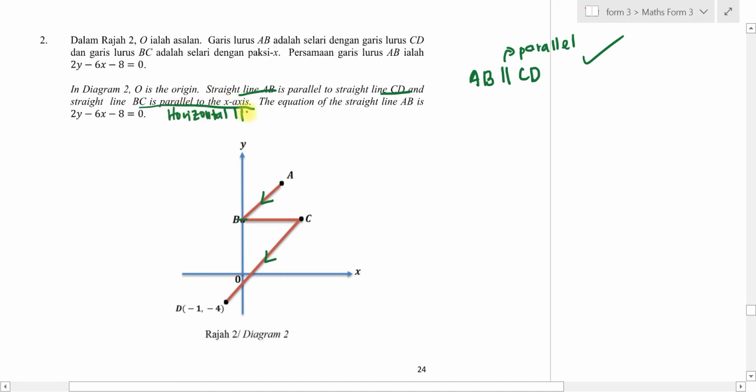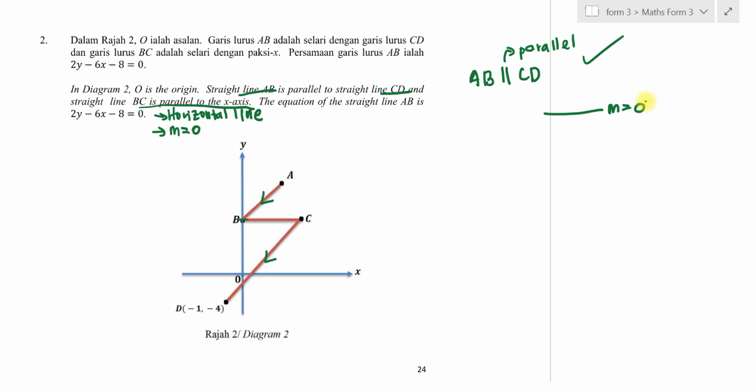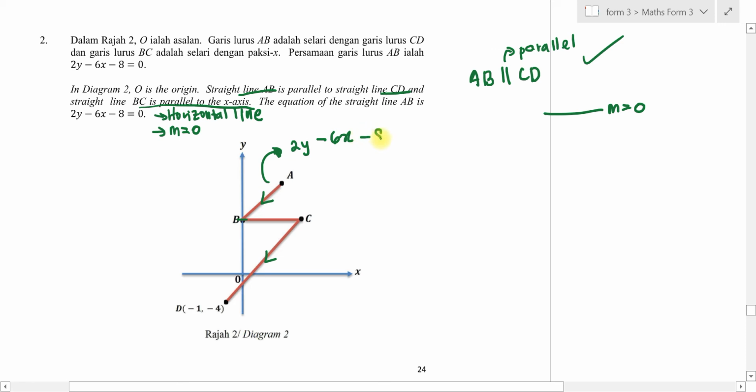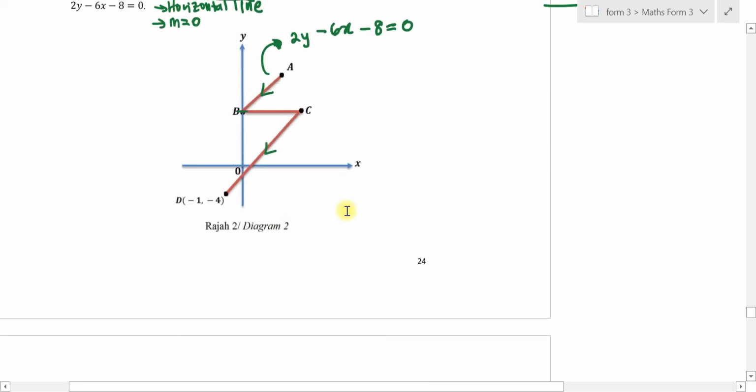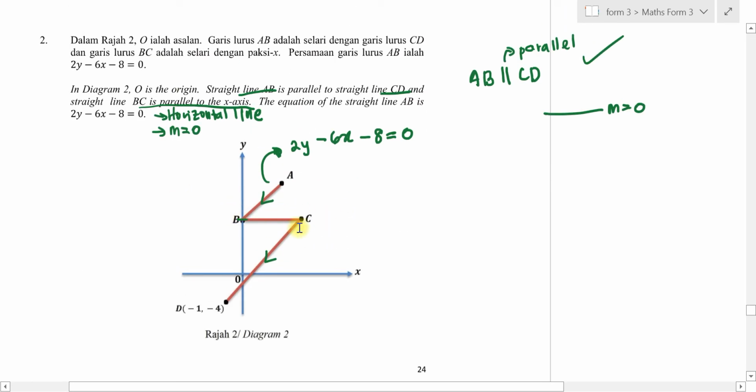That is the first information you can extract out. Second, the gradient is 0. If the line is lying flat like this, we should know the gradient is 0. The equation of straight line AB is already given: 2y minus 6x minus 8 equals 0. Now the question is to find the equation of straight line BC.